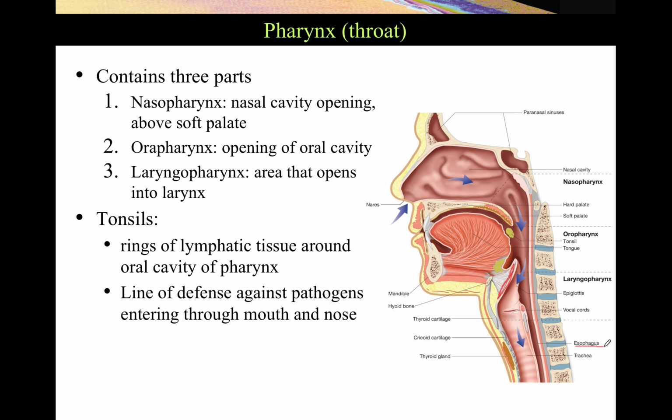So if you start to eat something, food comes down from your mouth, the oral cavity, gets here, and it has two pathways, two options for the pathway.